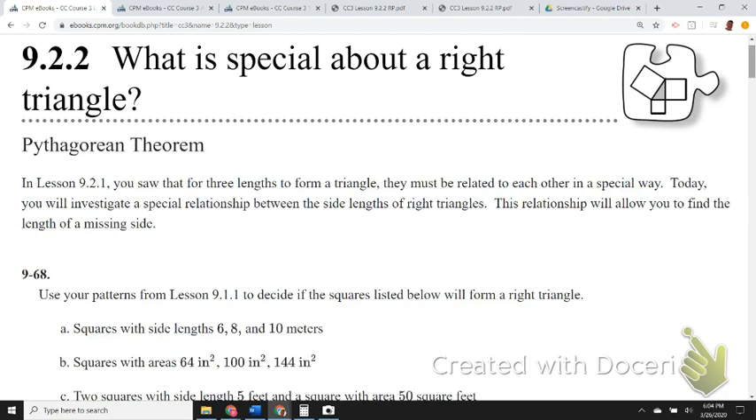We're just going to get right back into it today, get right back on track here with 9.2.2. And our topic today is going to be on the Pythagorean theorem, which is one of my favorite topics, actually.